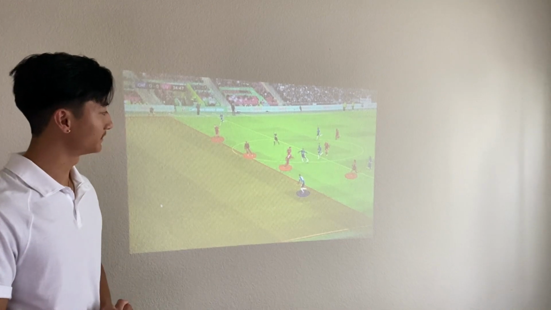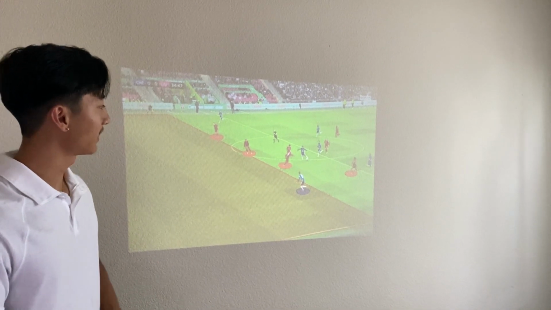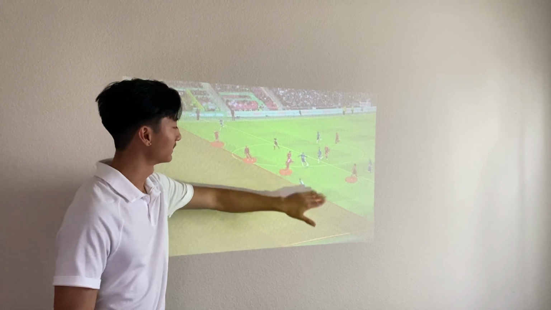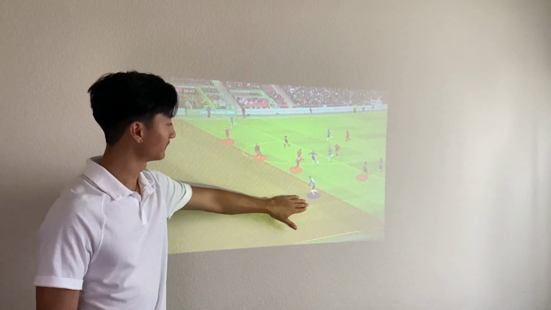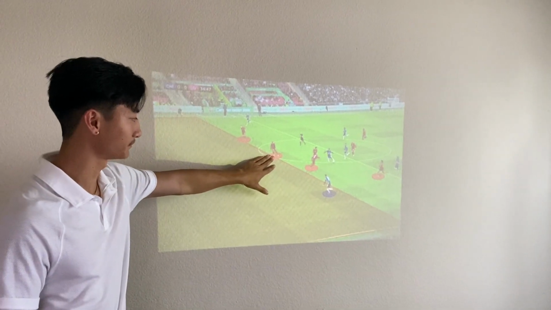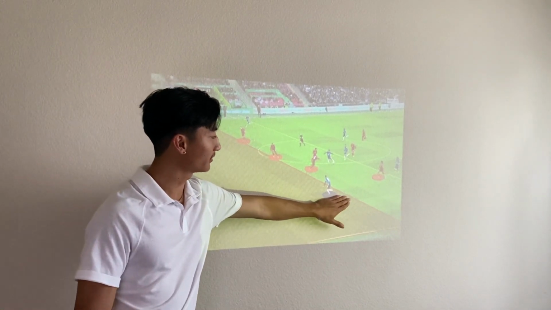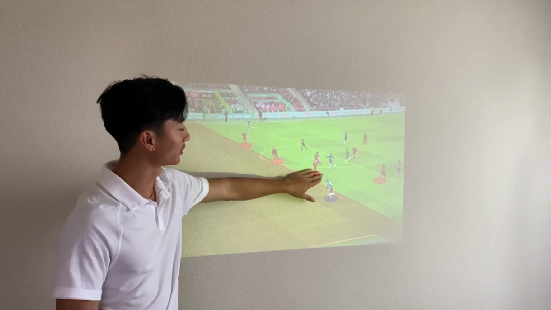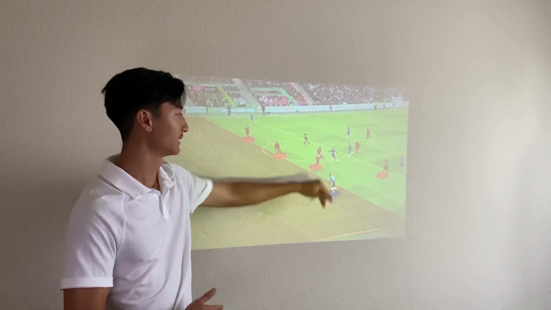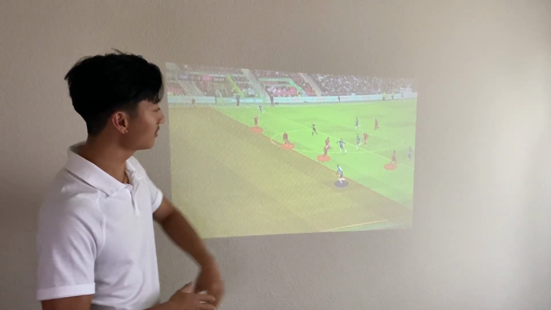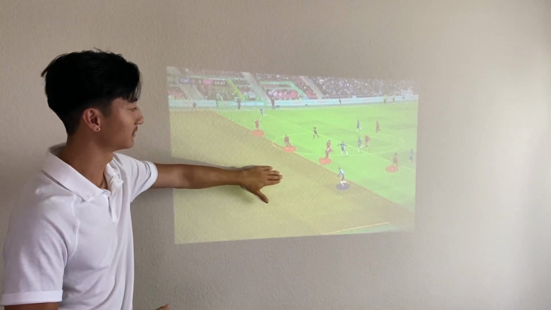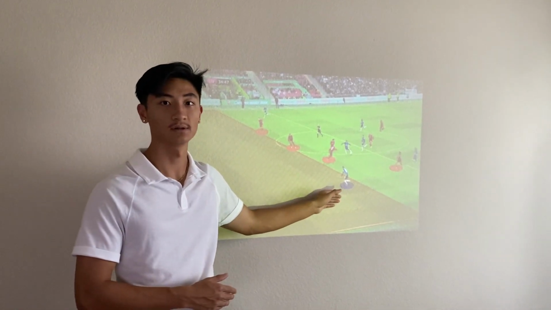In this example, we have the ball here, the offsides, and the second last defender. He is clearly a yard offsides before the ball has even been played. So if the ball has been played already, then he would not have been offsides. But more on that later.